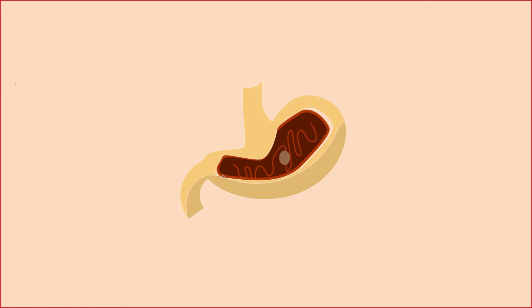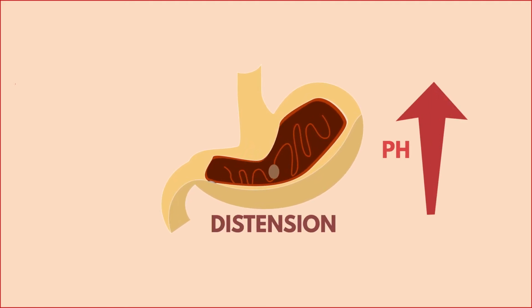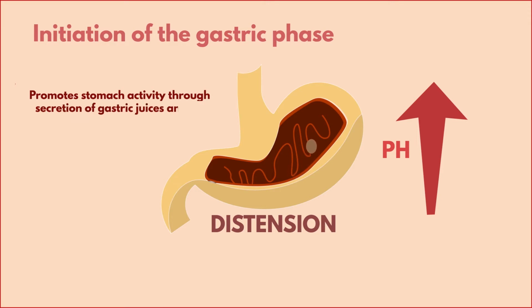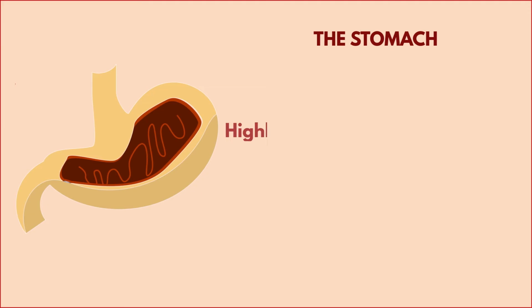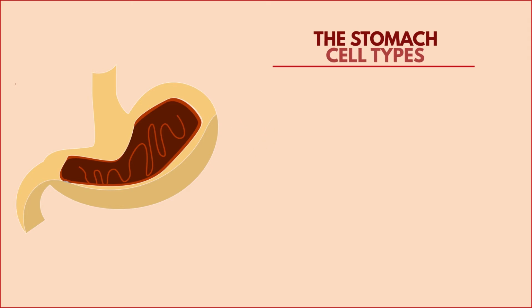Upon entering the stomach, the food bolus leads to distension and an increase in pH. The result is the initiation of the gastric phase, which promotes stomach activity through increased secretion of gastric juice and increased motility. The stomach, the most extensible part of the GI tract, serving as a mixing chamber and holding reservoir, contains several different cell types in the mucosal lining.